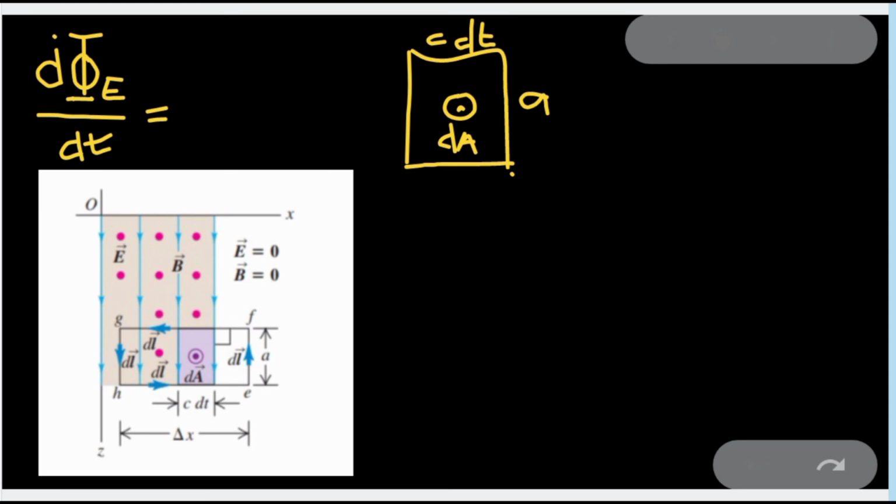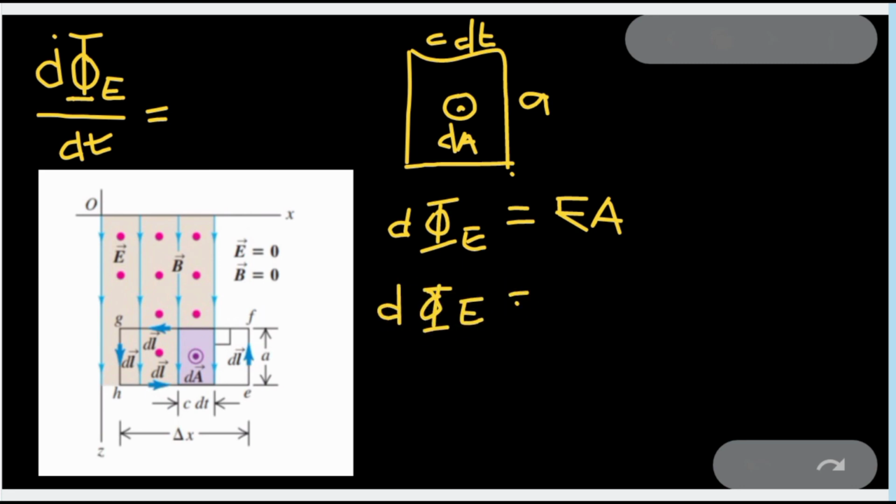So now we use the equation for the electric flux. We all know that the electric flux is the electric field times the area. Let's reuse it. It is equal to the electric field times the area. In this figure, our area is a rectangle, so the area is length times width. The length is A and the width is c dt. So let's write A times c dt. Now, let's divide both sides by dt.